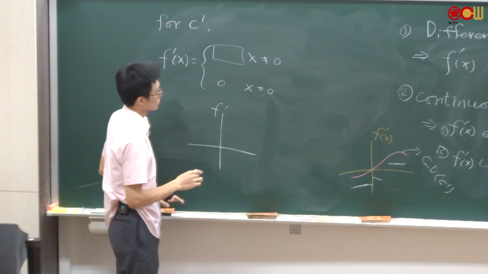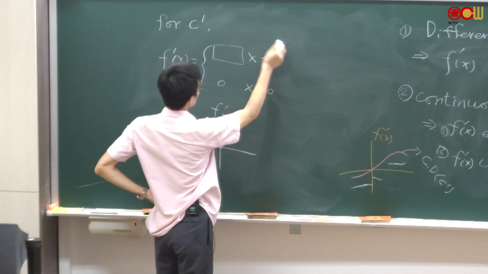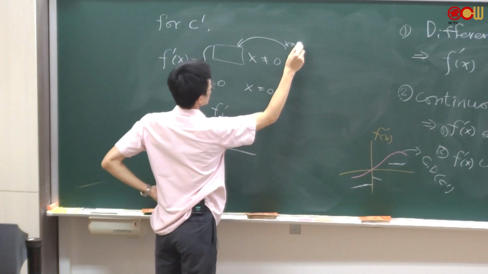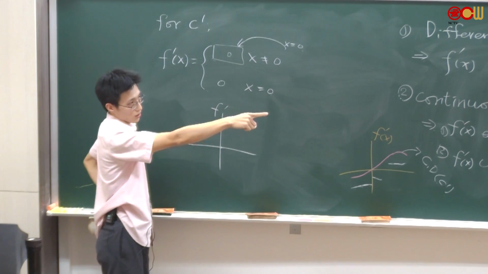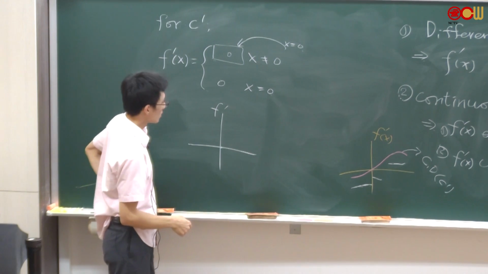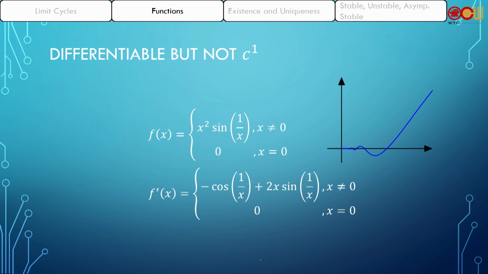F prime cannot jump. So if you substitute 0 to here, you should get 0. But when you substitute 0 to there, it's not 0. Why? When you substitute 0 to here, 2x is 0, okay? And the upper bound of this sine function is 1. So the second term will be 0. But how about this one?